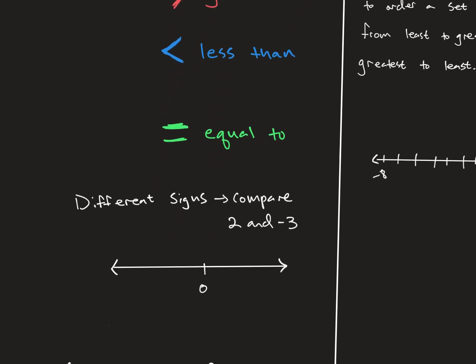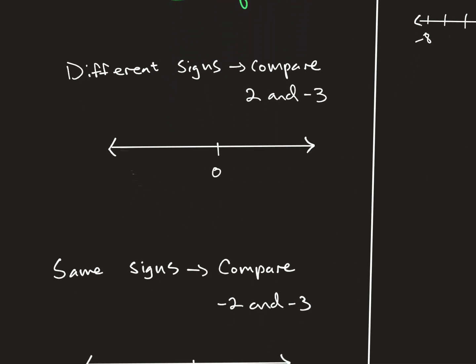Starting off, there are two different scenarios, and the first one that we're going to focus on is when we have different signs, meaning we have one integer that's positive and one that is negative. For this, the positive number will always be greater than a negative number. If we're comparing these two, we're not worrying about absolute value or distance from zero. A positive number will always be greater than a negative.